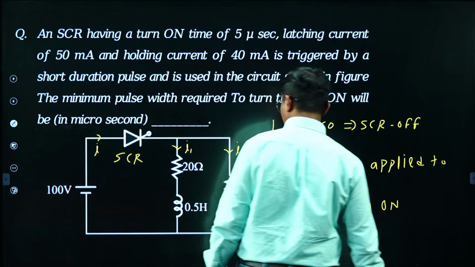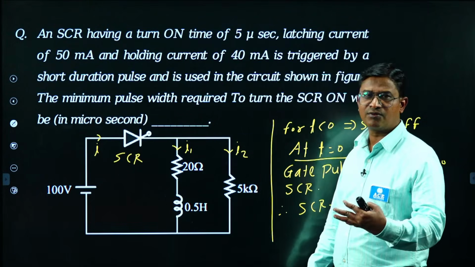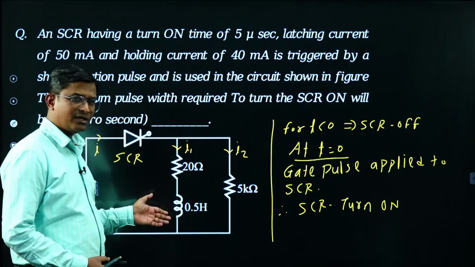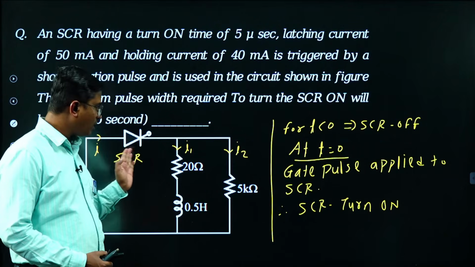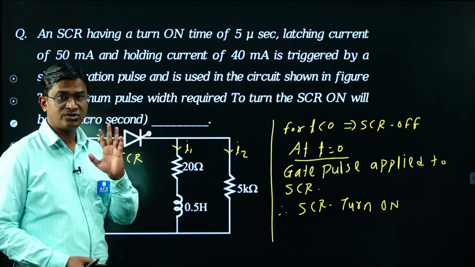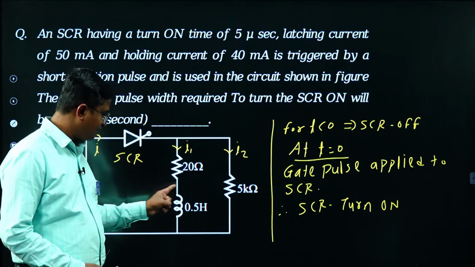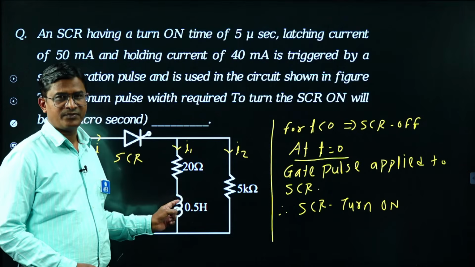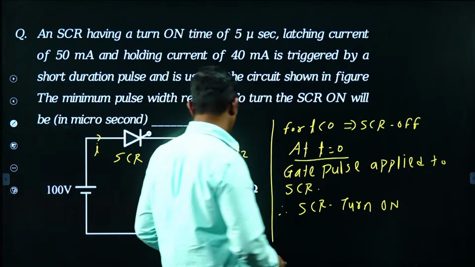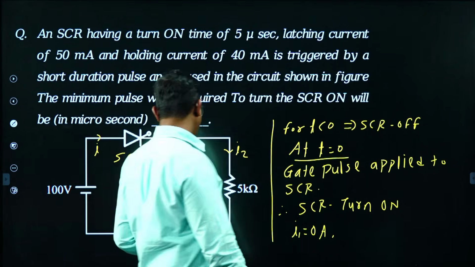Now when SCR turns on at t equal to 0, what is the status of the inductor? Before t equal to 0, SCR was in an off state, so current flowing through the inductor was 0. When SCR is in off state, it is an open circuit, so no current flows in the circuit. So I1, I2 both will be 0, and even I is equal to 0 before t equal to 0. At t equal to 0, when you apply gate pulse to SCR, first this inductor will behave as an open circuit. Inductor opposes the sudden change in current, right? So at t equal to 0, when SCR turns on, my I1 will remain 0 ampere because the inductor acts as an open circuit.